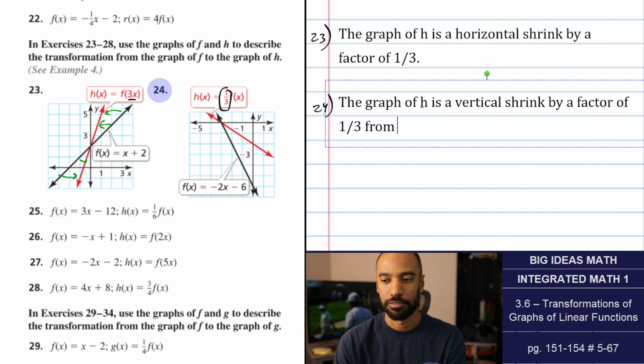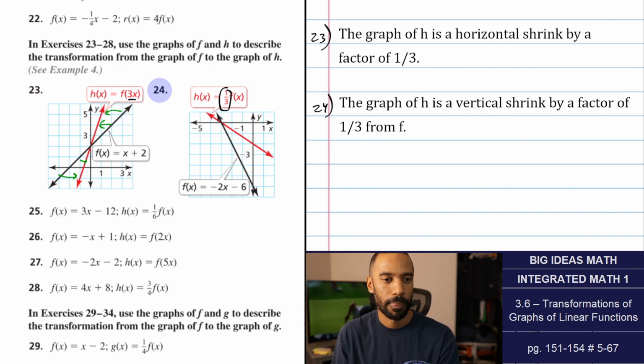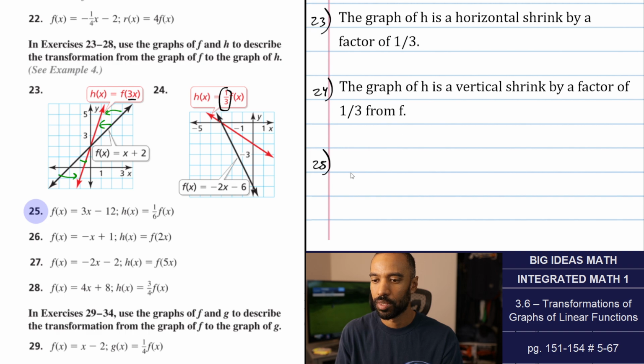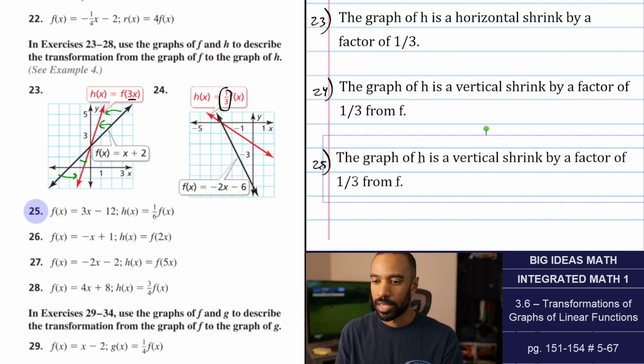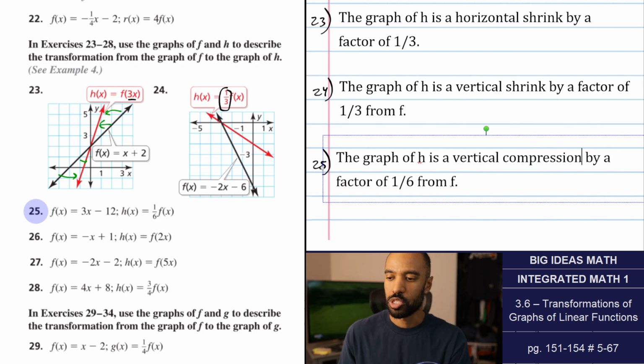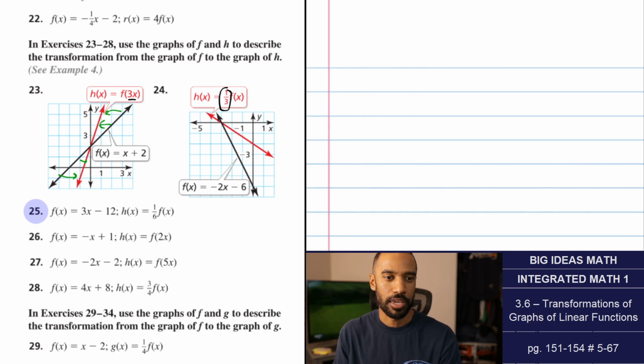Oh, 1/3 from f. I should be saying that each time, and if I don't say from f each time, I apologize. I'm going to try to. Number 25, you take whatever function it is, and this times 1/6. So it's going to be the same thing as number 24, only instead of 1/3, it will be 1/6. You divide your y values by 6, like so. And you know what I'm going to do? I'm going to change the word this time to compression, just because I use that word in other kinds of videos, especially in IM2, I use it more than I do shrink. I want to make sure that you know that.